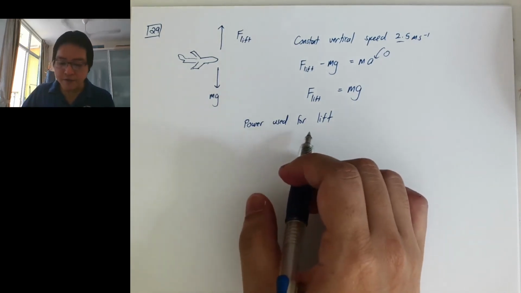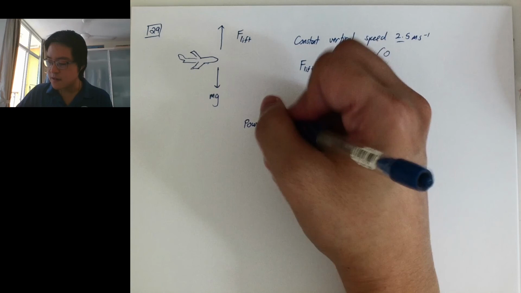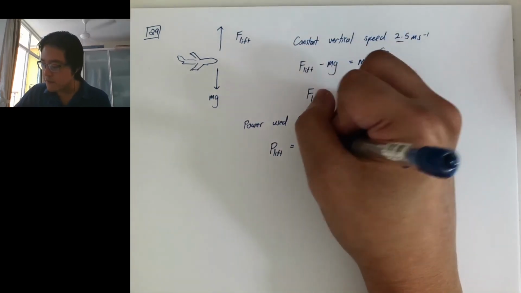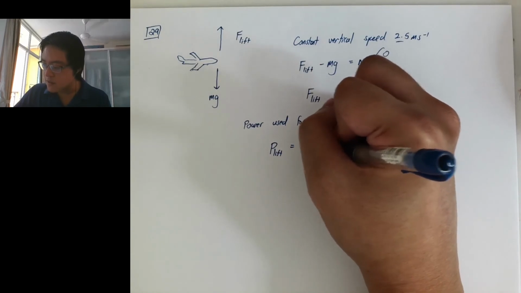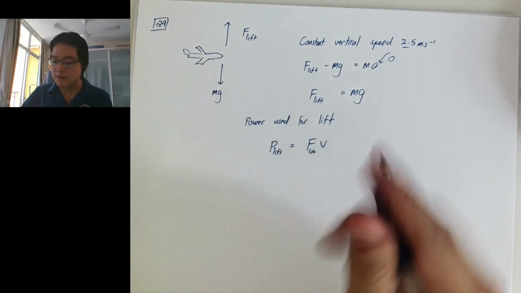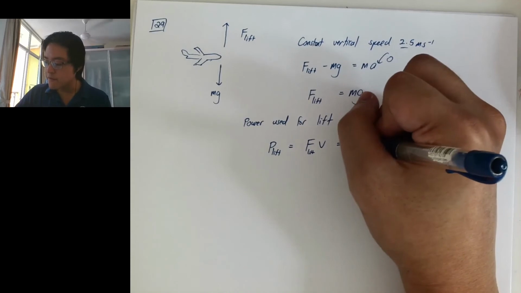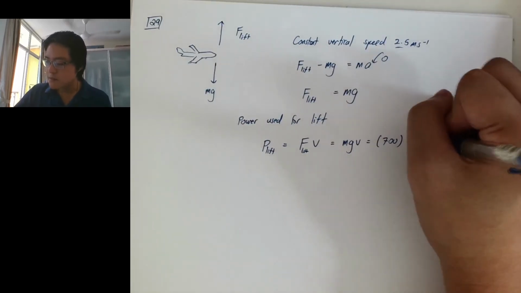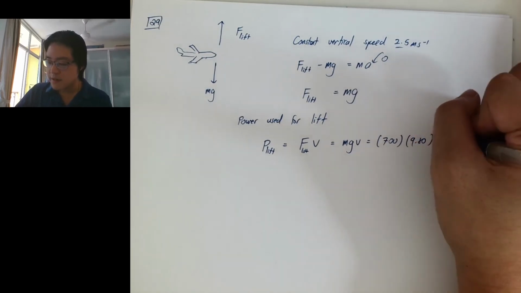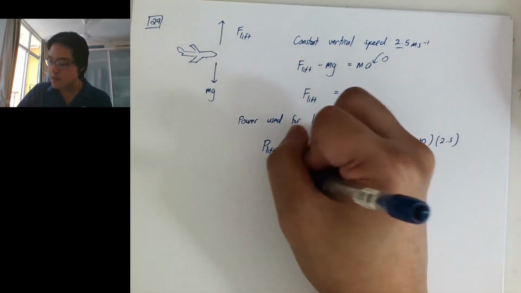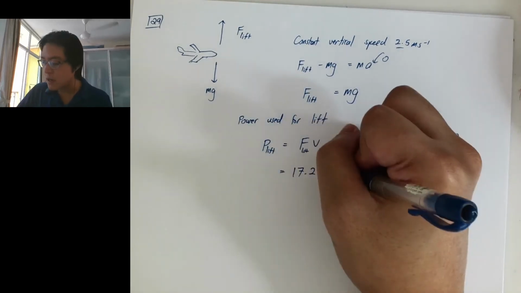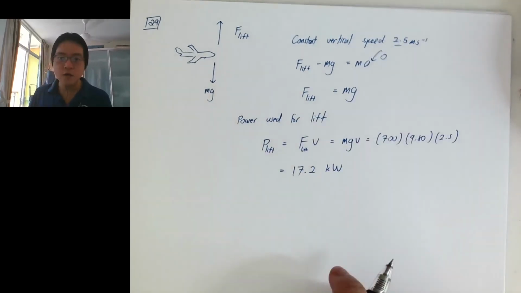The power used for lift is, using the formula, force times velocity. And we have found the formula for the force is just mg, so it's mgv. So basically it's very simple, right? So 9.8, and then the velocity is 2.5 meters per second. The answer that we get is 17.2 times 10 to the power 3, so it's 17.2 kilowatts.